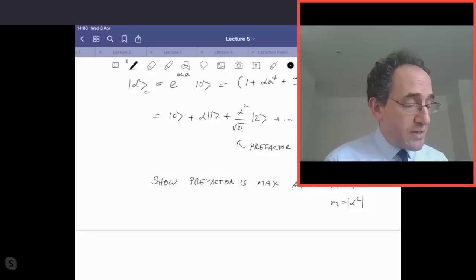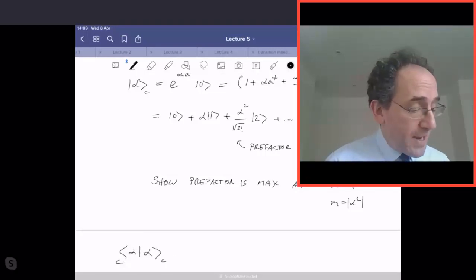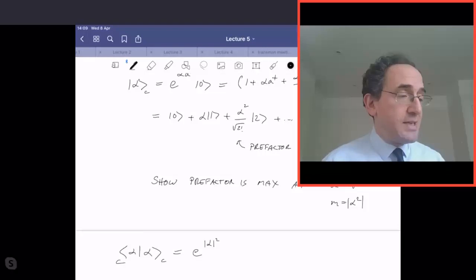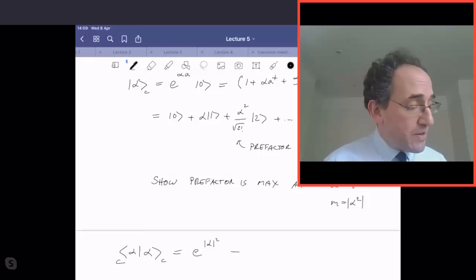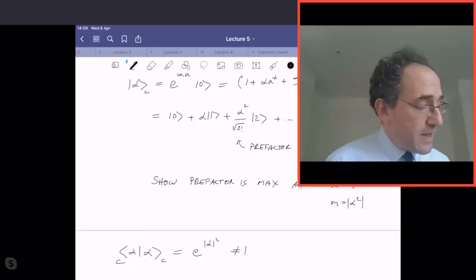Okay, now a couple other things to notice about this coherent state. The coherent states are not normalized in the usual way. So the norm of alpha coherent is not 1. In fact, it's easy to check. This is a nice exercise to try if you haven't done it. It's e to the absolute alpha squared, which generally is not equal to 1. Matter of fact, it's not equal to 1 except in the case of alpha equals 0.